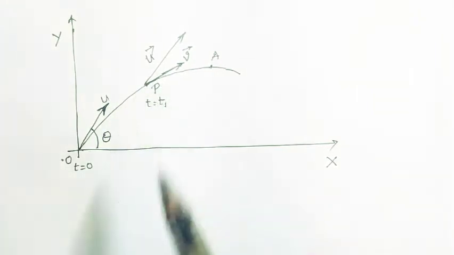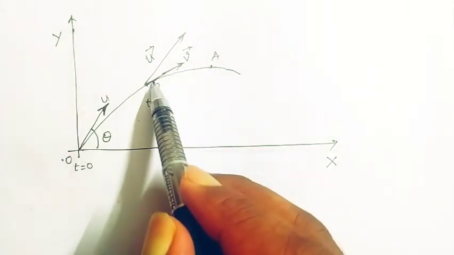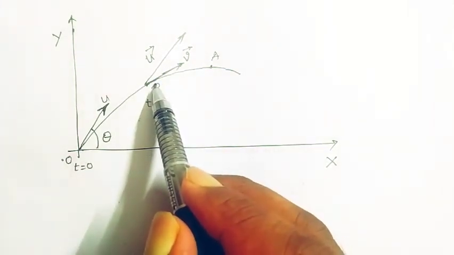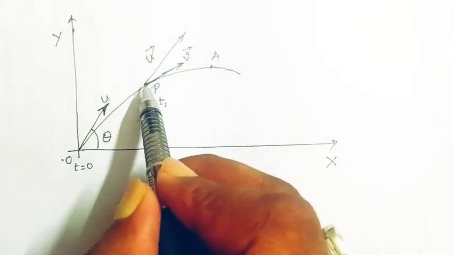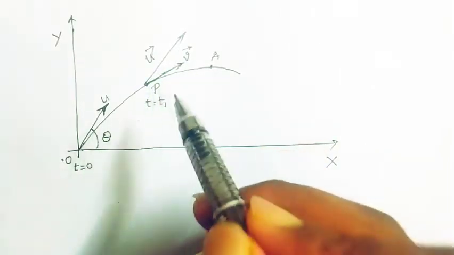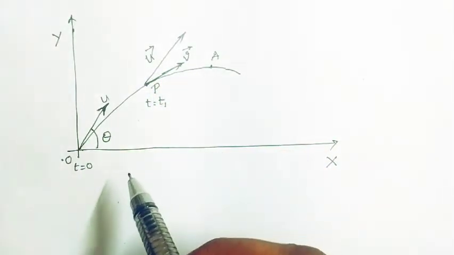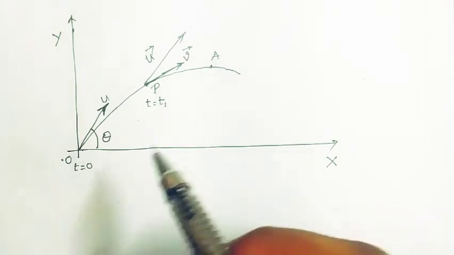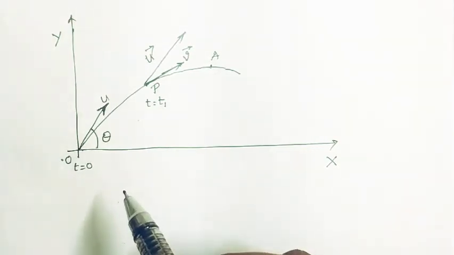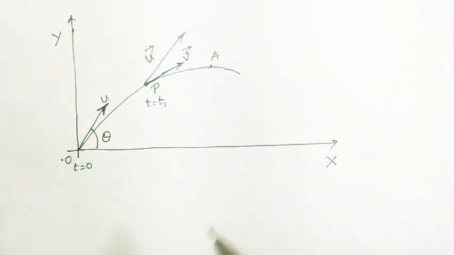That's why the velocity vector v will be less than that. Clear? So if I want to calculate the change in velocity, the rate of change in velocity, you know the term for the rate of change in velocity. What is it? I know you will tell it, that is the acceleration.